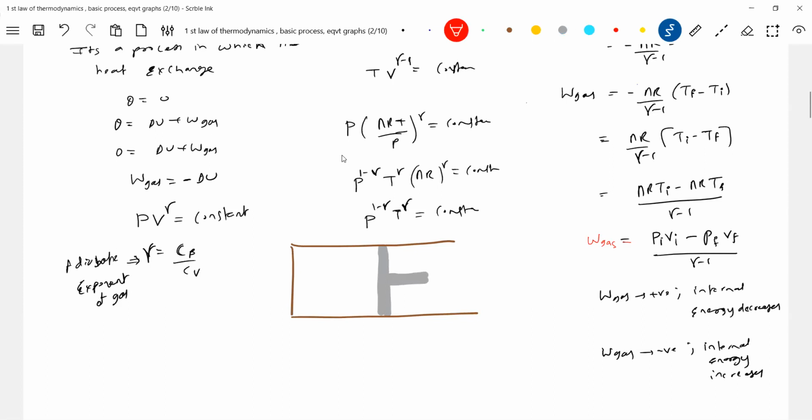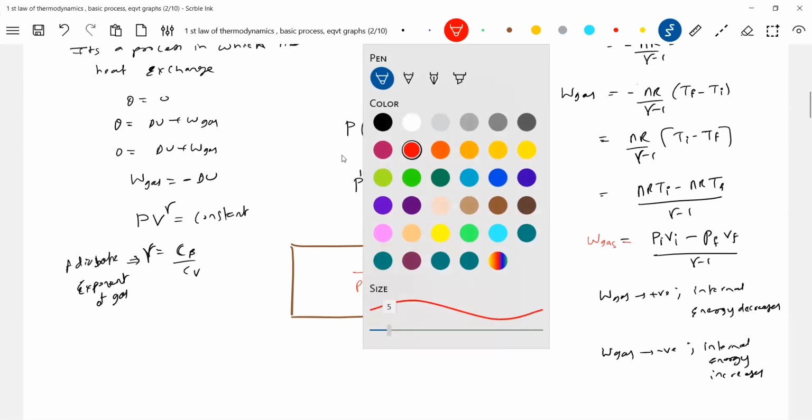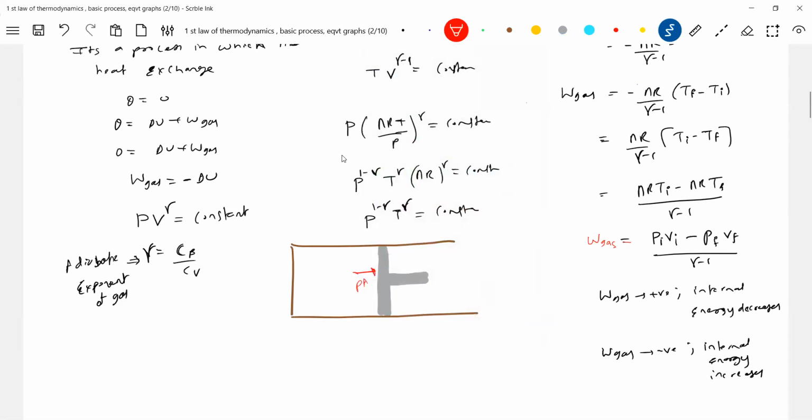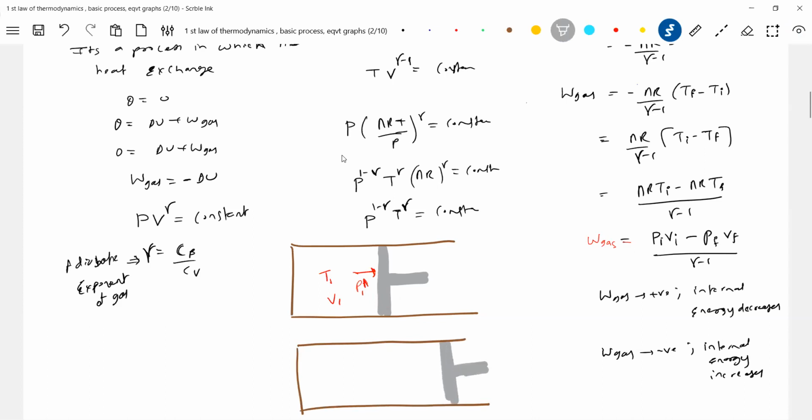Here the gas is present, so it will exert a force P into A. It was having temperature, say, T1, pressure P1 into A, and volume V1. So this gas will exert a force, no? And because of that, what will happen to the piston? The piston will move. After some time, the piston has come here. Tell me, who has pushed the piston? The gas only.